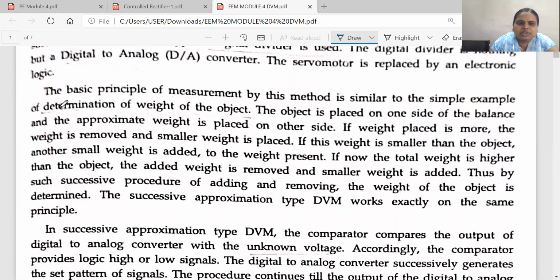Okay, the basic principle of the measurement by this method is similar to the determination of the weight of an object in markets. If you have visited how vegetables are weighed, if you want to buy 1 kilo of carrots, the person will put a 1 kg measuring weight on one side, and put the carrots on the other. He will check whether it is balanced. If it is balanced, then he will give it to you.